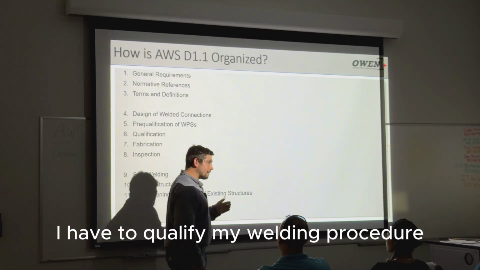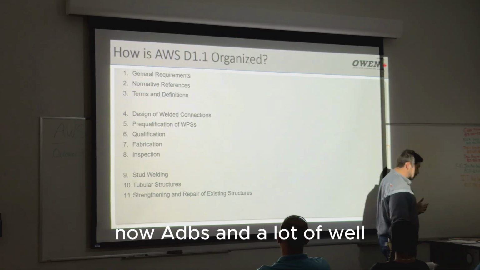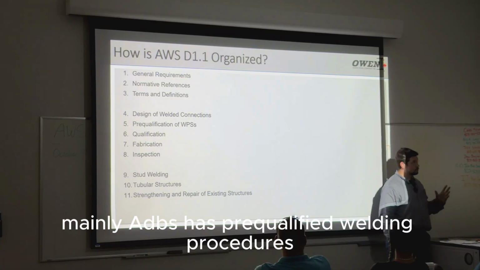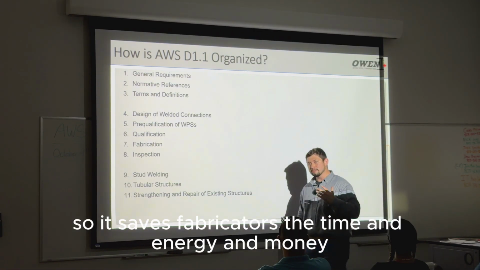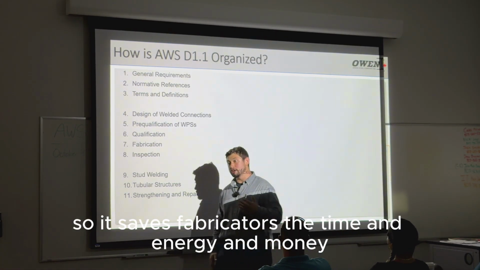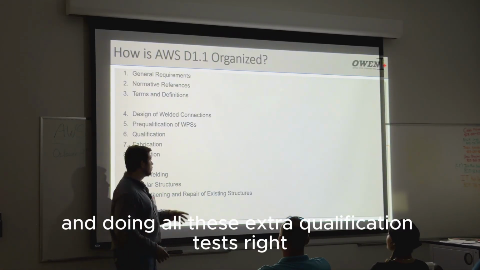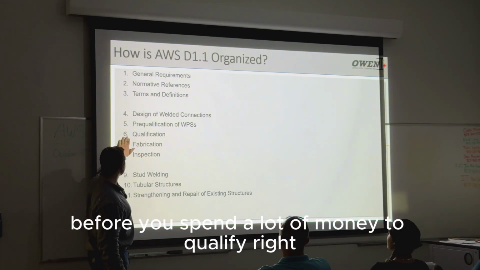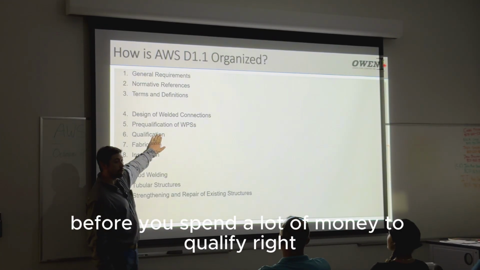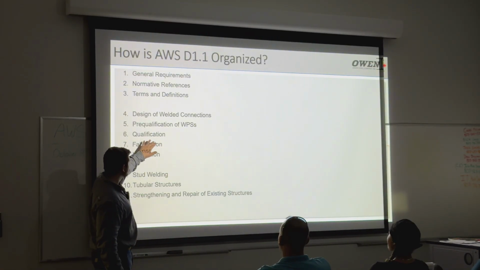Yeah. I have to qualify my welding procedure. Now, AWS, and a lot of, well, mainly AWS, has pre-qualified welding procedures that are proven, so it saves fabricators the time and energy and money in doing all these extra qualification tests, right? That's why they want you to look at what you can pre-qualify before you spend a lot of money to qualify, right? That's why they have it before.